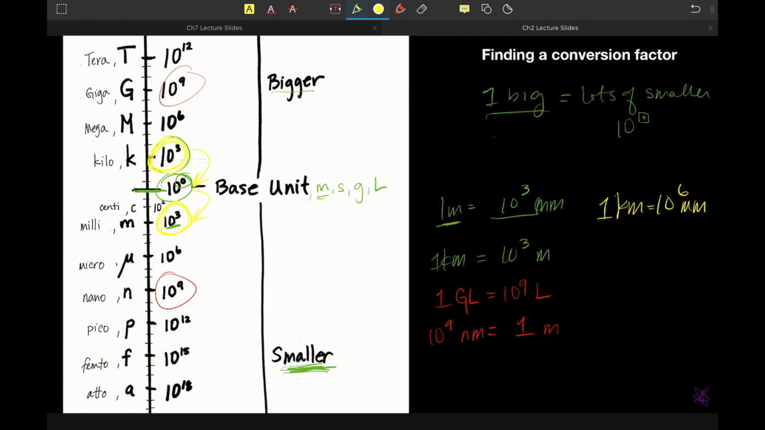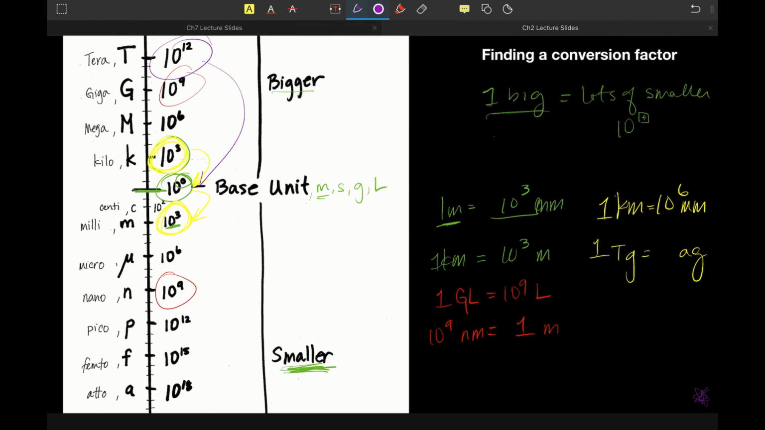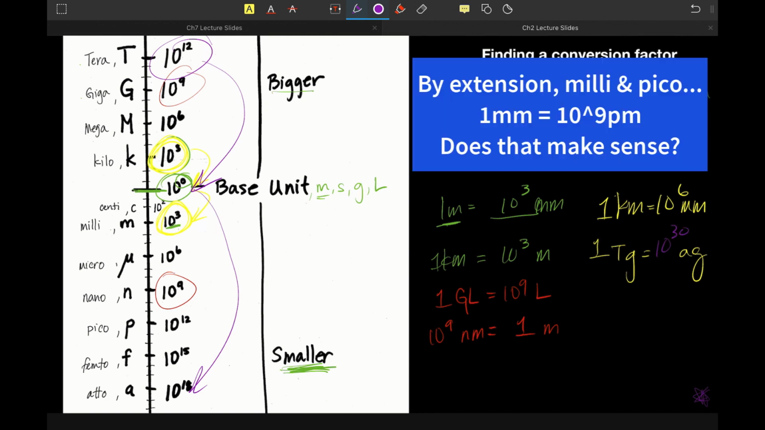Or let's say we wanted to come up with a relationship between teragrams and attograms, right? So which of these is bigger, right? Teras, right? And to count our teragrams, from tera to the base unit is 12. From the base unit to attos is 18, right? So 18 plus 12 is, right, 10 to the 30th attograms, yes? Always lots of little things to one big thing. Yes, does that make sense?